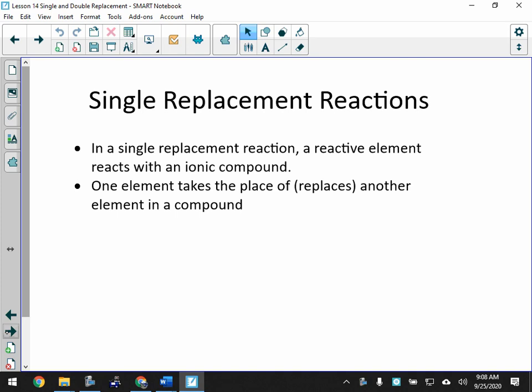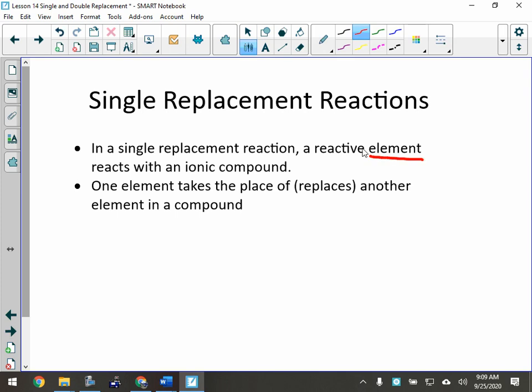In a single replacement reaction, a reactive element reacts with an ionic compound. So an element is going to react with an ionic compound. One element takes the place of another element in a compound. So the element we're reacting with is going to switch with something in this ionic compound, right? So we're going to do the old switcheroo here, okay? One element takes the place of another element in a compound.